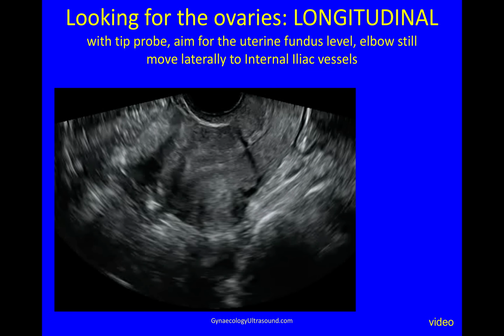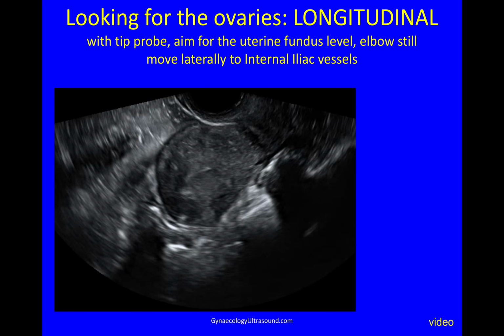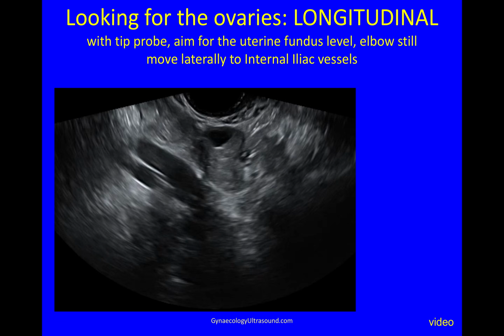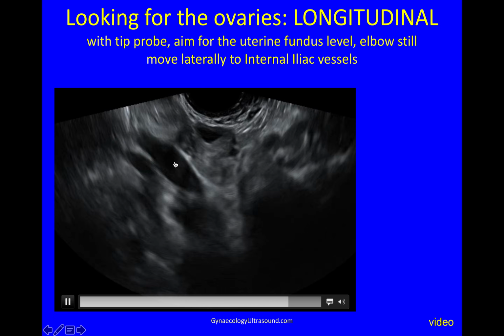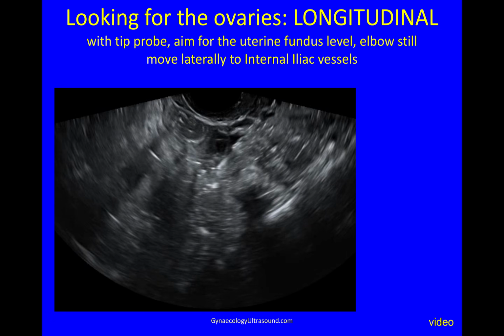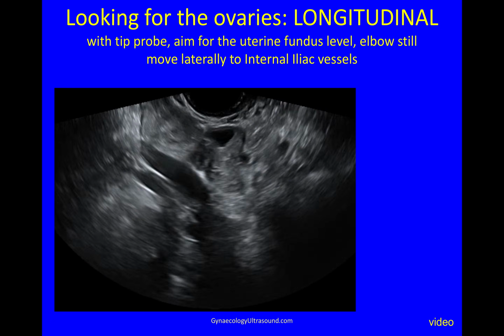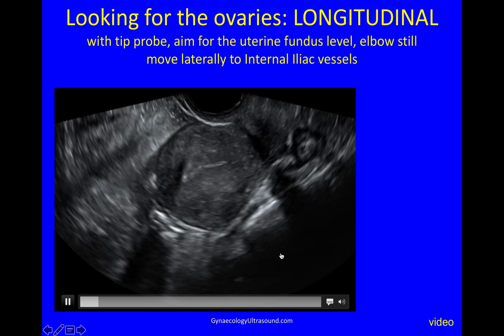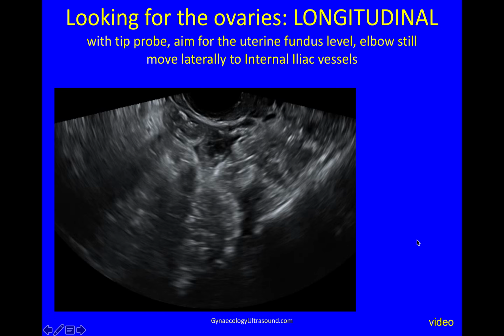Next, I'm going to look for the ovaries, and I like to do this in the longitudinal view. So what I'm going to do with the tip of my probe is look for the uterine fundus, then keep my elbow still and move my forearm laterally to the internal iliac vessels along a straight line. So you can see I came off the uterine fundus, and there is the ovary with the internal iliac vein and the artery. So we'll just do that again, longitudinal uterus, move laterally at the level of the fundus until you reach the pelvic side wall, externally rotate your hand a little bit, and then no matter if you're in the right or the left side, you get the vessels in that orientation.